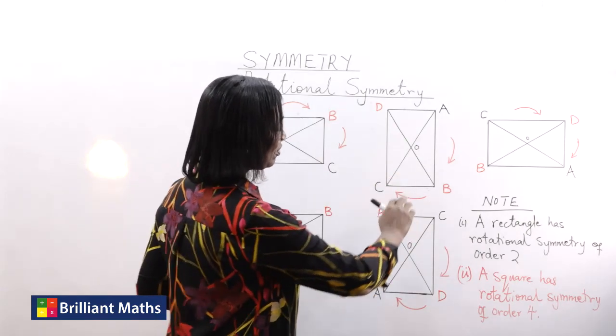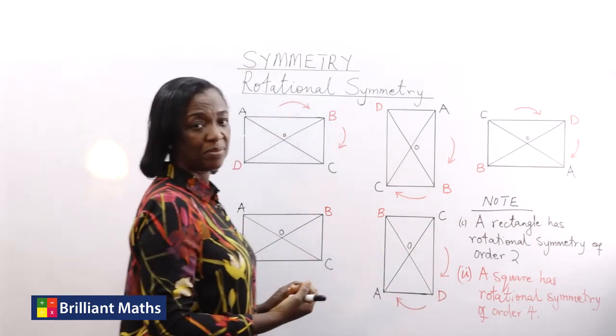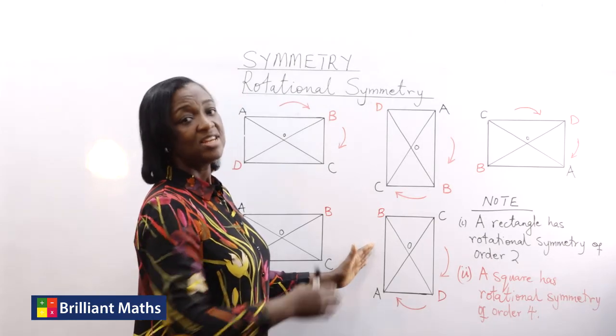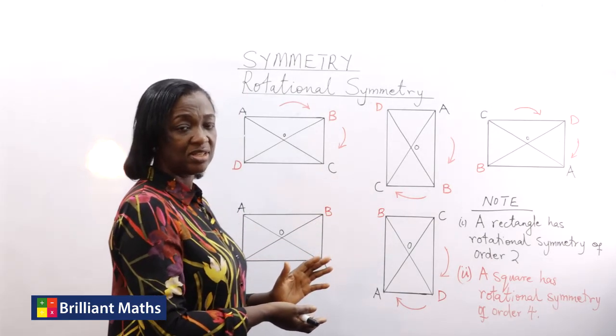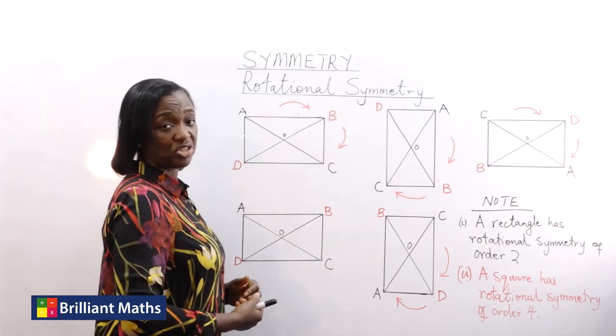So it becomes B, C, D, A. So after 270, it's not exact. Then you turn again another 90 degrees, making 360. Then it looks exactly like the original shape.